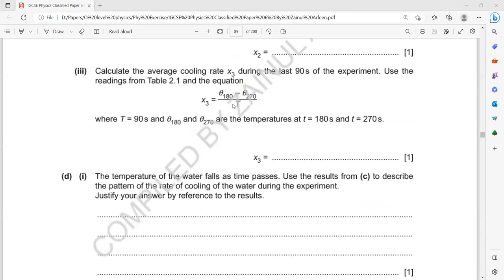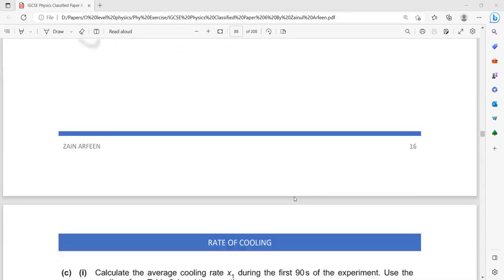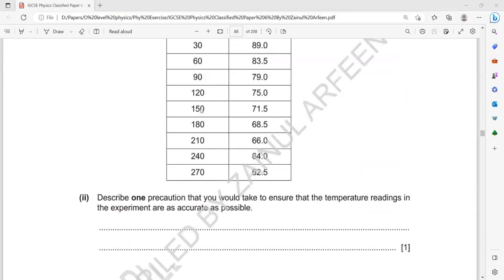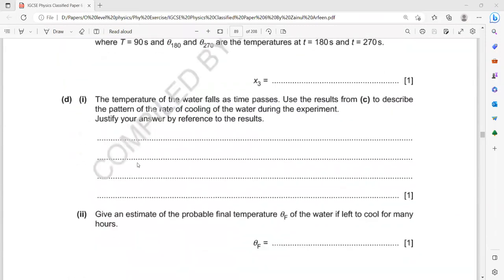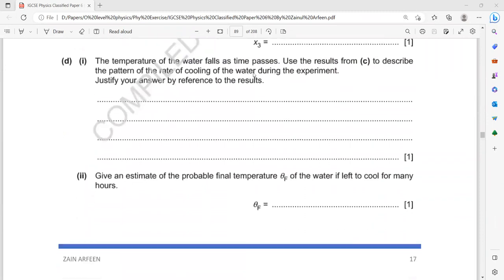Then the third one is the rate of cooling from 180 to 270 seconds. The same way, we will find the rate of cooling. The temperature change: 68 becomes 62, which is 6 degrees. Then divide by the time interval, which is 6 divided by 90. What's the rate of cooling? 0.0666. 0.066, or 0.1 if you say, that is also fine. So with the different rates of cooling, as you can see, in the beginning it is maximum, because the temperature of the water falls as time passes.